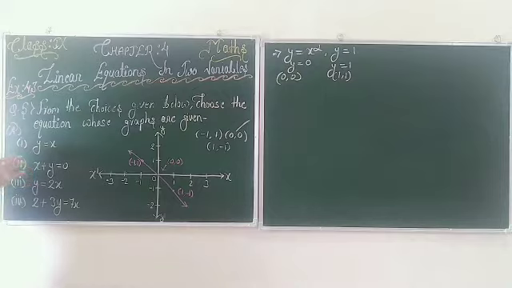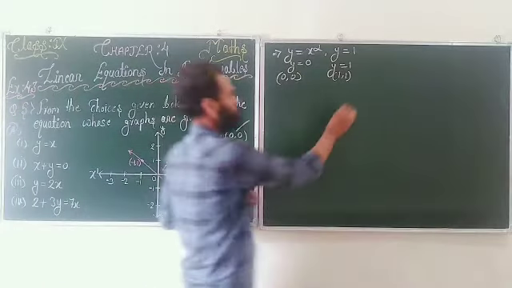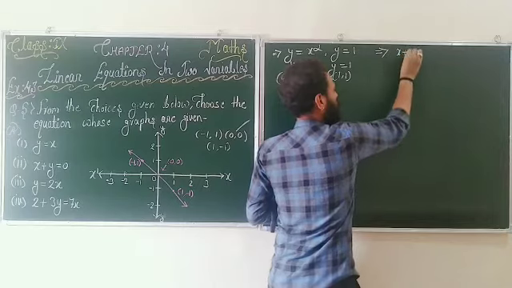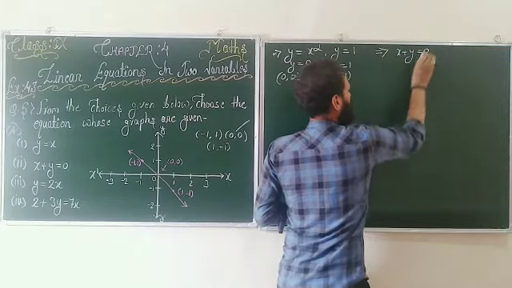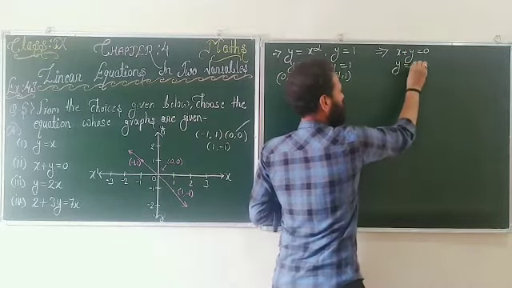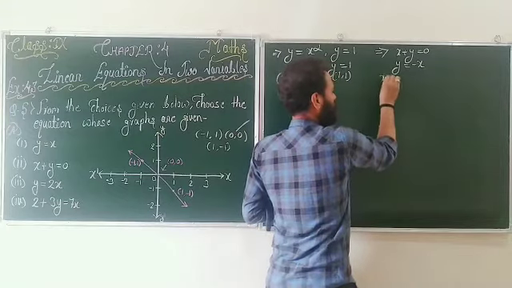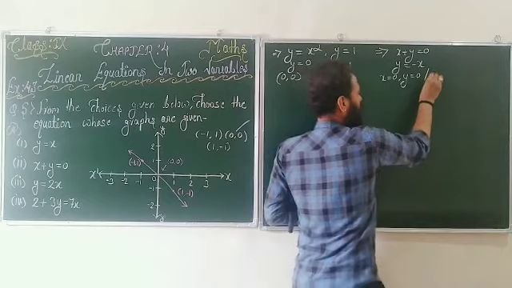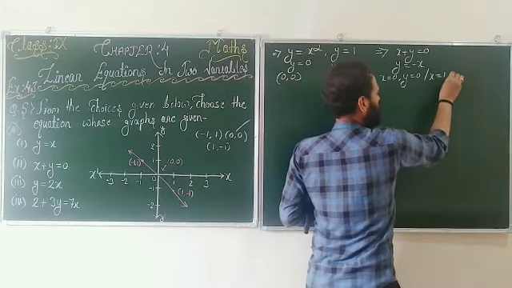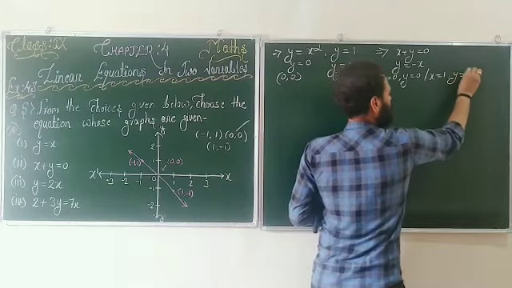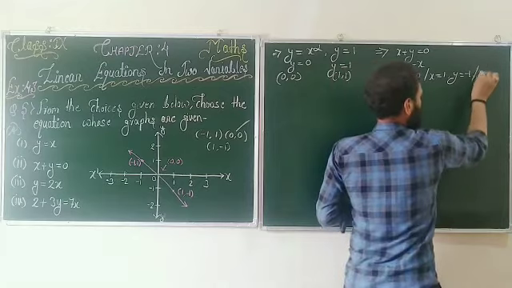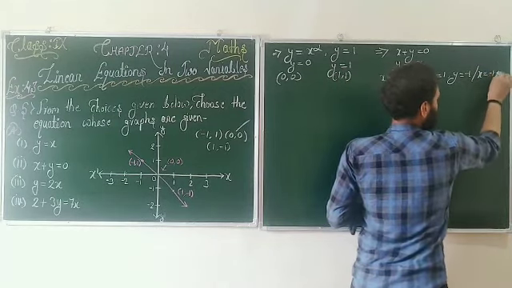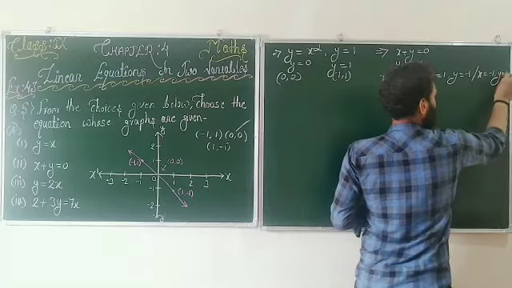Next one, x plus y is equal to 0, or we can say y is equal to minus x. If we put x equal to 0, we get y equal to 0. If we put x equal to 1, we get y equal to minus 1. And if we put x equal to minus 1, we get y equal to positive 1.